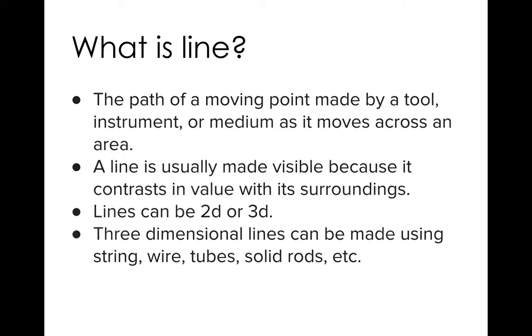A line is the path of a moving point made by a tool, instrument, or medium as it moves across an area. You can usually see a line because it contrasts in value with its surroundings, meaning it's lighter or darker than the space around it. It's also worth noting that lines can be 2D or 3D.